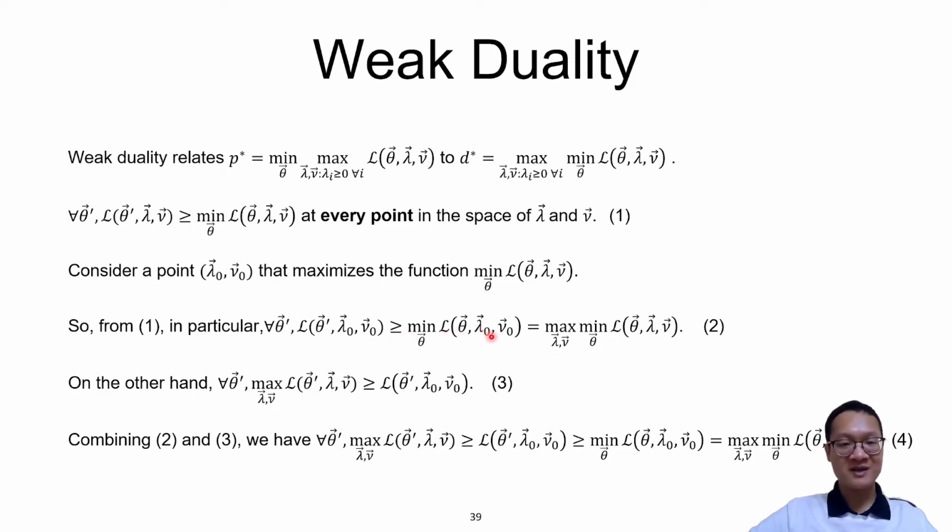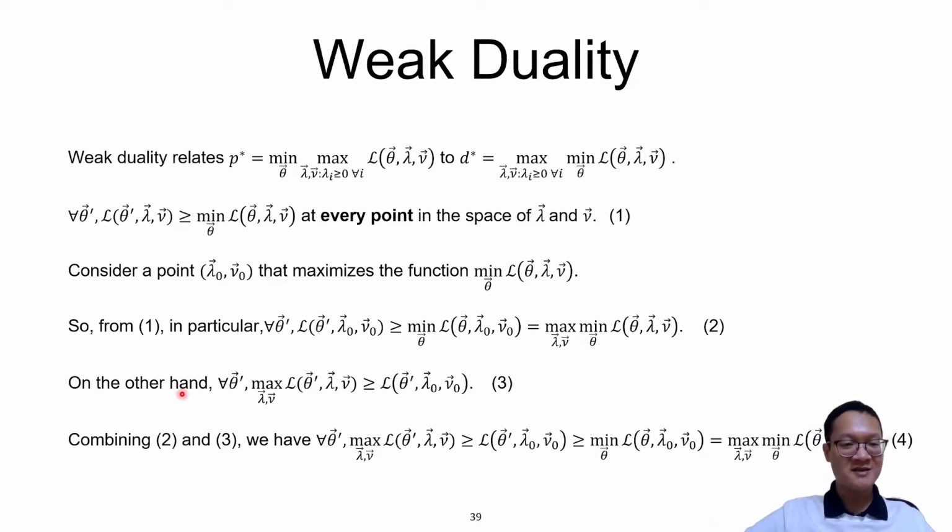Okay, but now if we plug in lambda 0 and nu 0, this is the same thing as max over lambda and nu, min over theta of L. And this is just because we have defined lambda 0 and nu 0 to be the values of lambda and nu that maximize this function. So this is exactly what we're writing here, right? This whole part, including the min, is a function of lambda and nu, and then we're maximizing over lambda and nu.